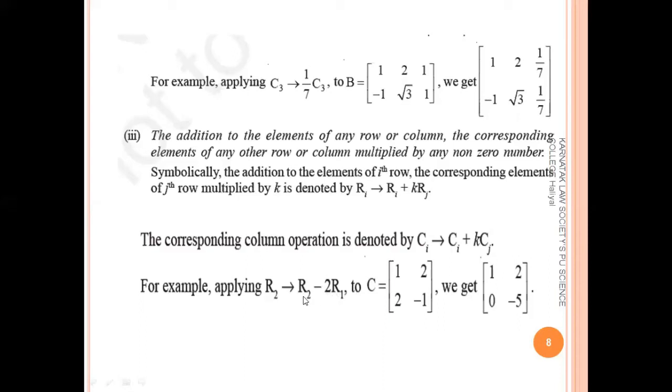See here, R2 is 2 and R1 is 1, so 2 times 1 is 2, and 2 minus 2 becomes 0. It is applied only to R2, not to R1; R1 you keep as it is. For R2 the other element is -1, so -1 minus 2 times R1's 2 becomes -5. It will be clear when you solve examples. Just remember these operations.